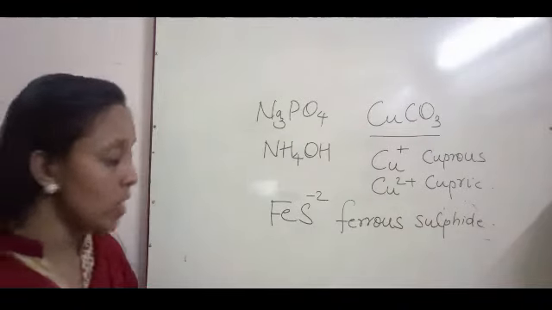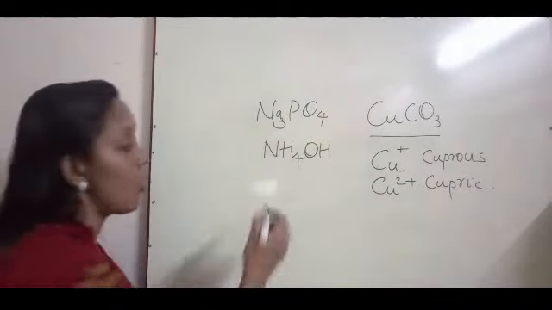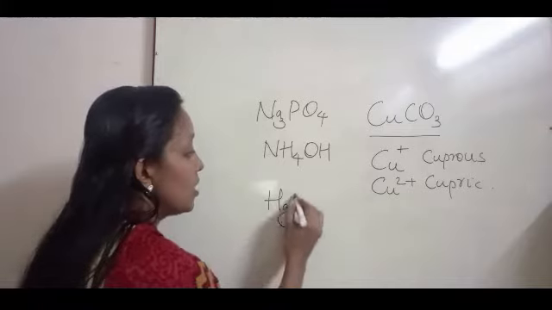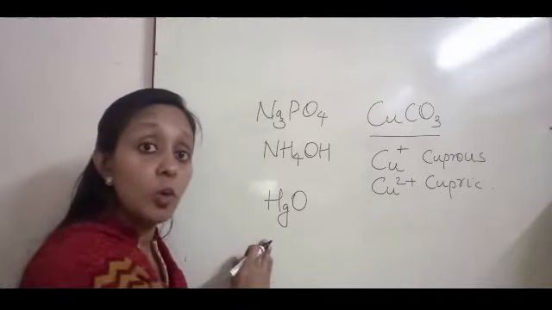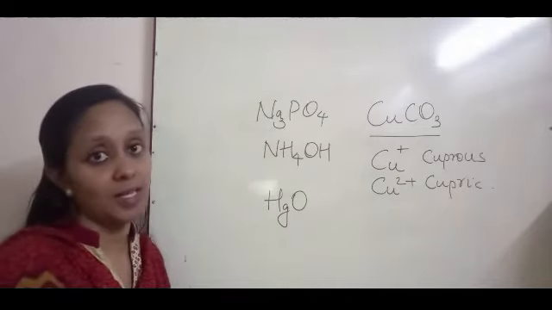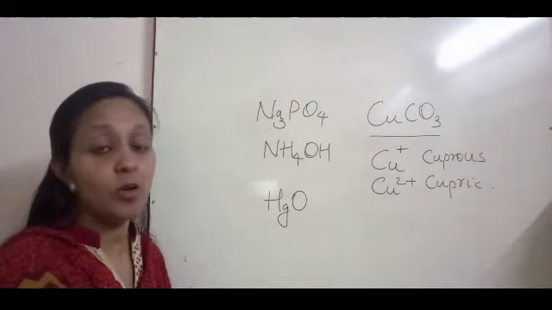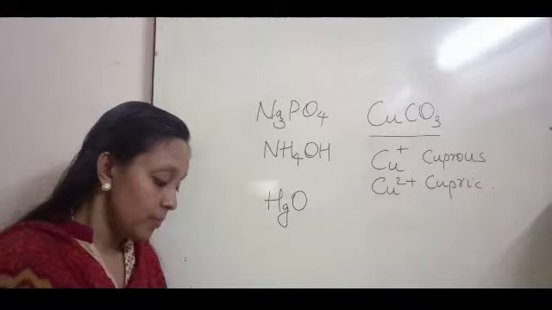Okay, now the next one is HgO. This is mercury and this is oxygen. So how do you name this compound, children? Mercuric oxide. We followed the same rule. It is mercuric oxide.